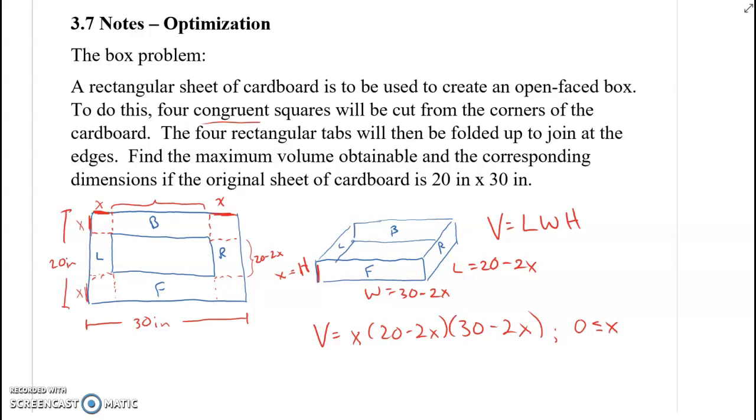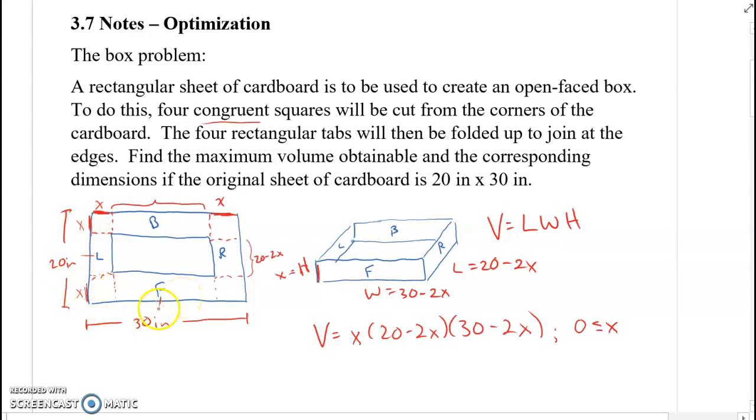Can x be as big as we want it to be? Well, no, because we've got these physical constraints of our original rectangle. So x could get bigger and bigger until the x's meet in the middle here. And if they meet in the middle, then for the short side over here, that's going to be 10 and 10, which gives us 20. Over here, the middle would be 15 and 15.